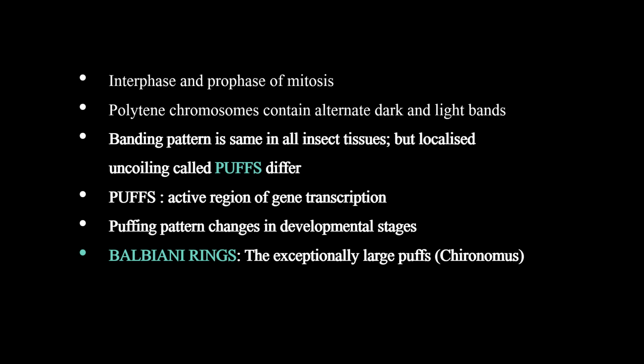At some specific sites, the bands of polytene chromosomes swell or uncoil themselves, which are called puffs. These are the active region of gene transcription. The banding pattern is usually the same in all insect tissues, but the puffs differ. The puffing pattern usually changes in developmental stages. And sometimes there are exceptionally large puffs, for example in Chironomus chromosomes, and these exceptionally large puffs are called Balbiani rings. So the puffs are the region where the RNA synthesis takes place.